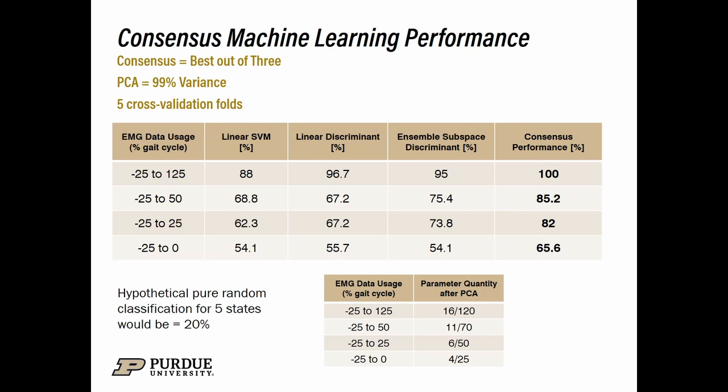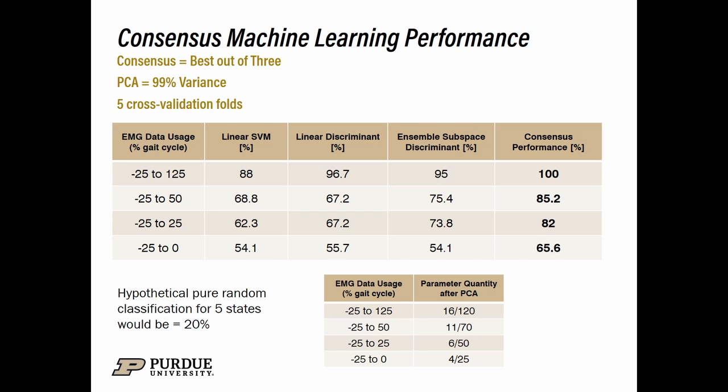On the first column, I show what percentage of the gait cycle was used for the classification. On the first row, first column, we see that we used from the previous swing phase until the next swing phase. For the second case, we used the incoming swing phase onto the mid stance. Then for the third case, we used the swing phase onto basically just after the heel strike. And finally, for the fourth case, we used from the swing phase and just before the heel strike.